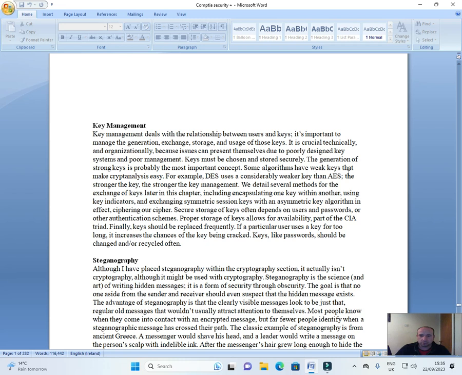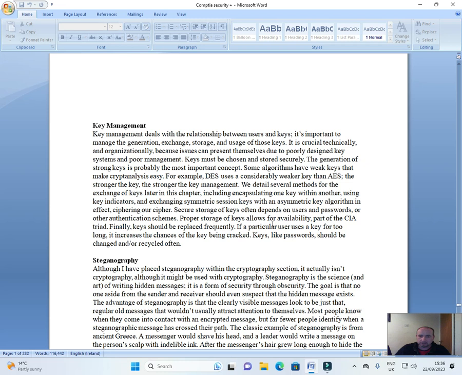Some algorithms have weak keys that make cryptanalysis easy. For example, DES uses a considerably weaker key than AES. The stronger the key, the better. We detail several methods for the exchange of keys later in this chapter, including encapsulating one key within another using key indicators and exchanging symmetric session keys with an asymmetric key algorithm, in effect ciphering a cipher. Secure storage of keys often depends on users and passwords or other authentication schemes.